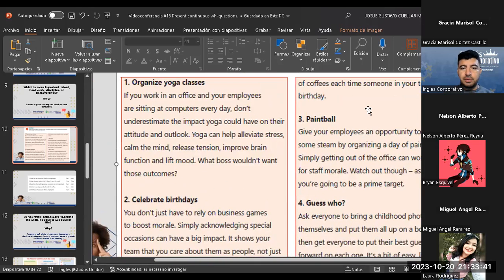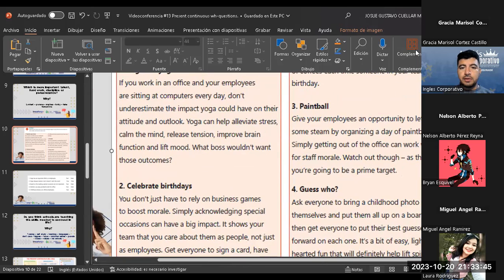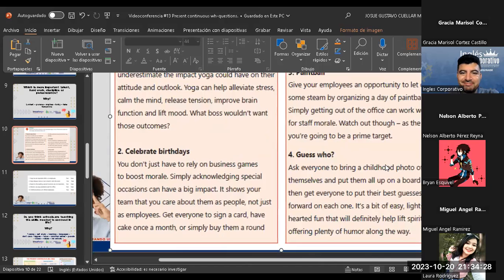In this case, we go with Ricardo. Okay, Ricardo, read it complete, please. Number 3, paintball. Give your employees an opportunity to let off some steam by organizing a day of paintball. Getting out of the office can work wonders for staff morale. As the boss, you're going to be prime target. Dice que imagínense en paintball, obviamente el jefe va a ser el objetivo principal.